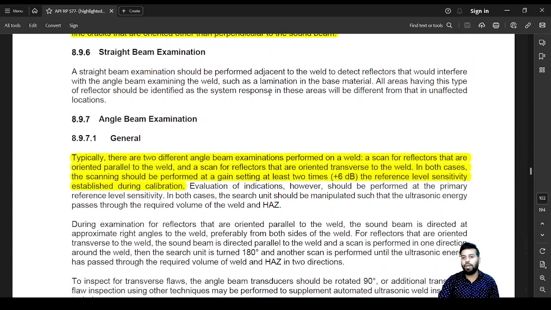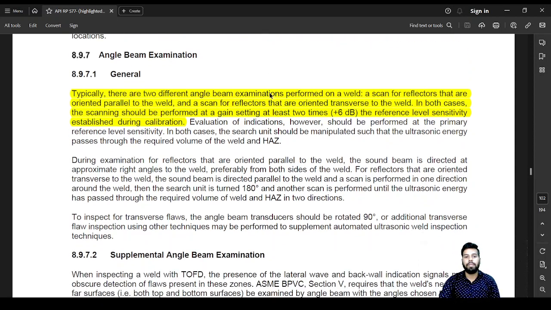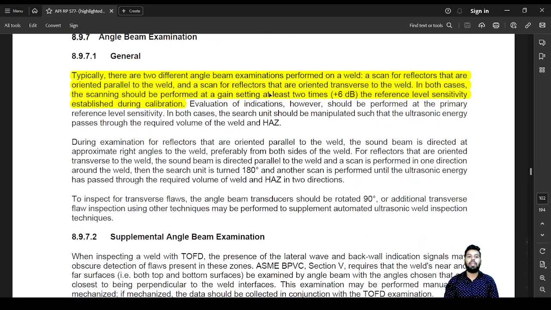Straight beam examination is not generally done for welds, but it can be done for base metal to identify lamination. Angle beam examination: typically there are two different angle beam examinations that can be performed on a weldment. A scan for reflectors that are oriented parallel to the surface and a scan for reflectors that are oriented transverse to the surface. In both cases, the scanning should be performed at a gain setting at least 2 times the reference level sensitivity established during calibration.